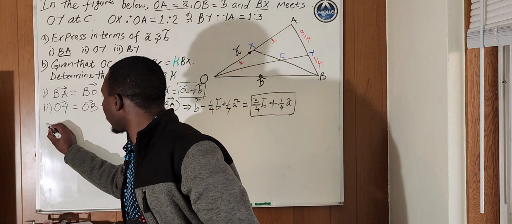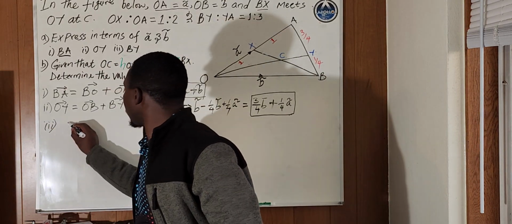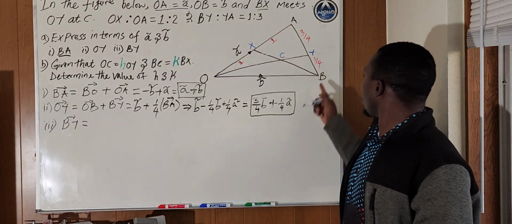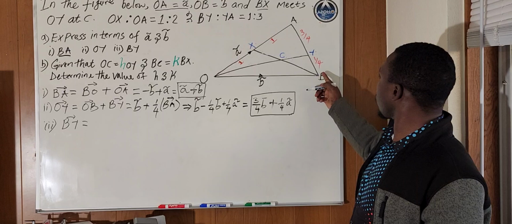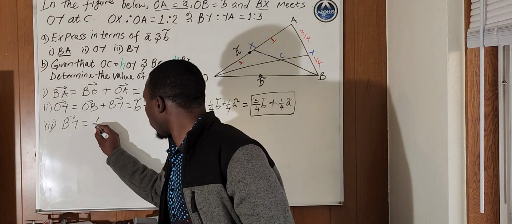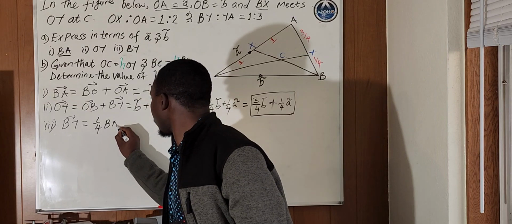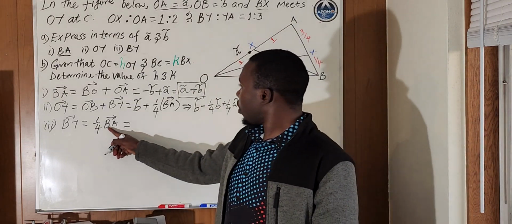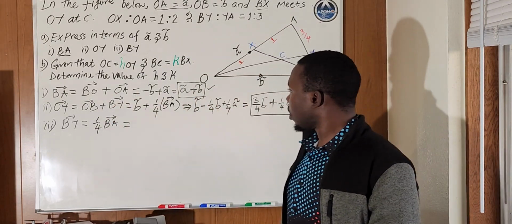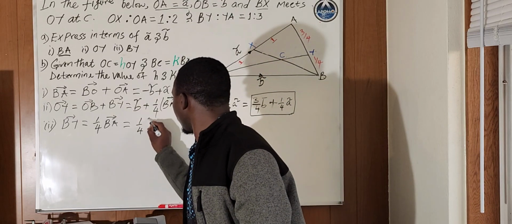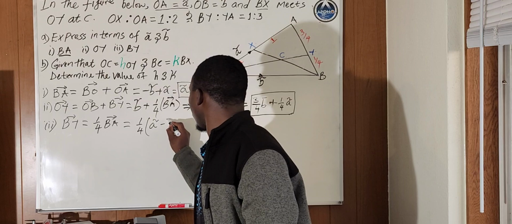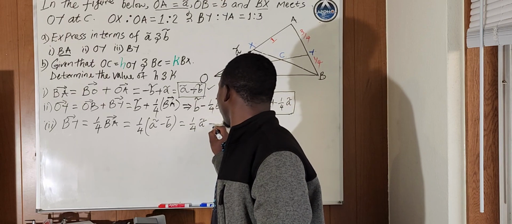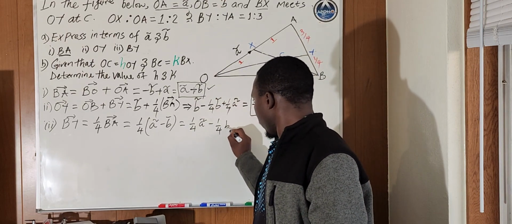The next one is Roman 3. Here we have BY, which is 1/4 BA, 1/4 vector BA. We got BA already here. So this is the same as a quarter times vector A minus vector B, which will give us a quarter vector A minus a quarter vector B.